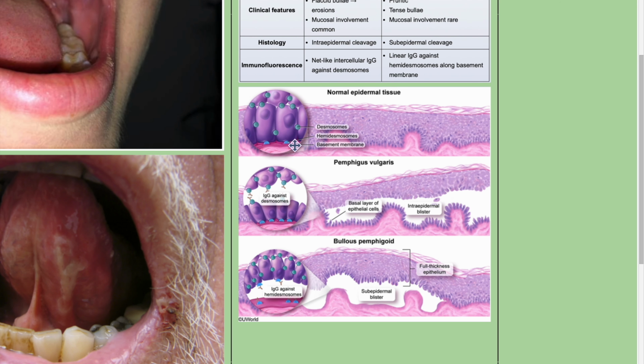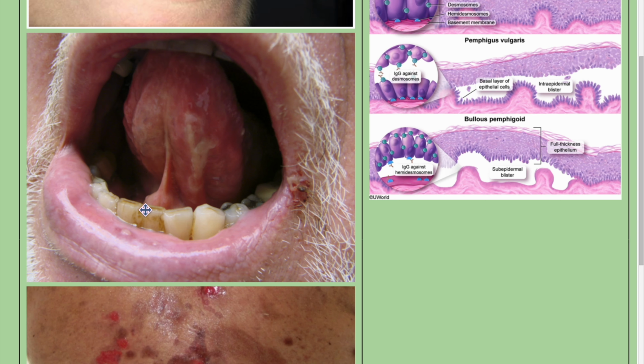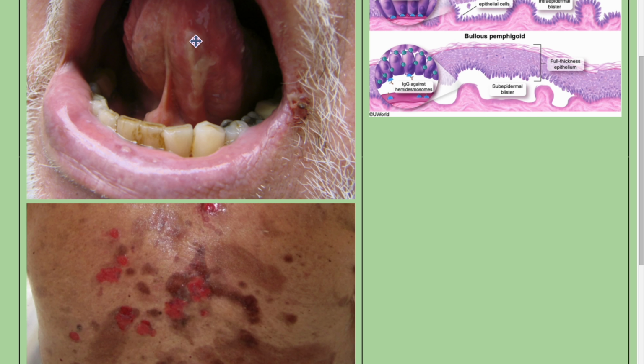This is what it looks like. So vulgaris is up here, IgG against desmosomes, and then here you have it against the basement membrane, full thickness of epithelium up here. Okay, so this is vulgaris.